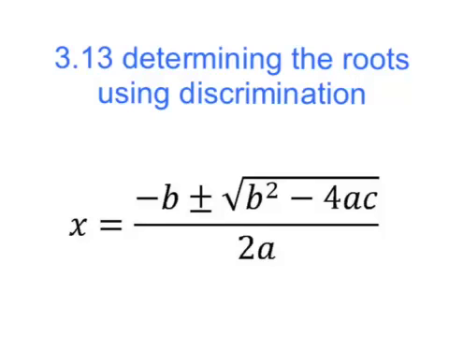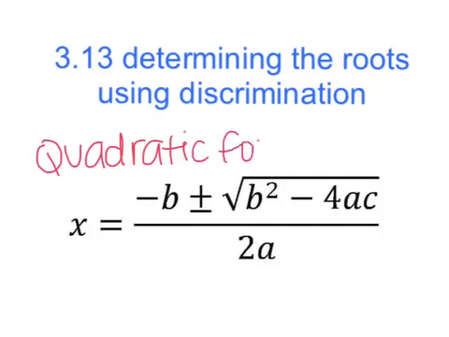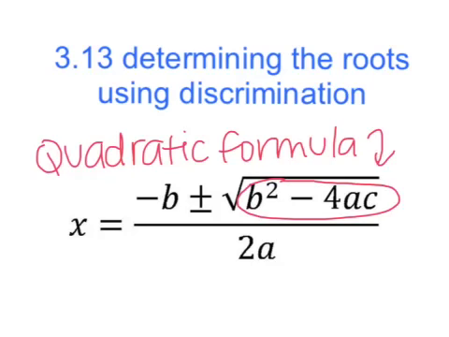So today we're going to be learning about how to determine the roots using the discriminant. When you use the discriminant, what the discriminant is, is part of the quadratic formula. The discriminant is just the part underneath the radical, so b squared minus 4ac.